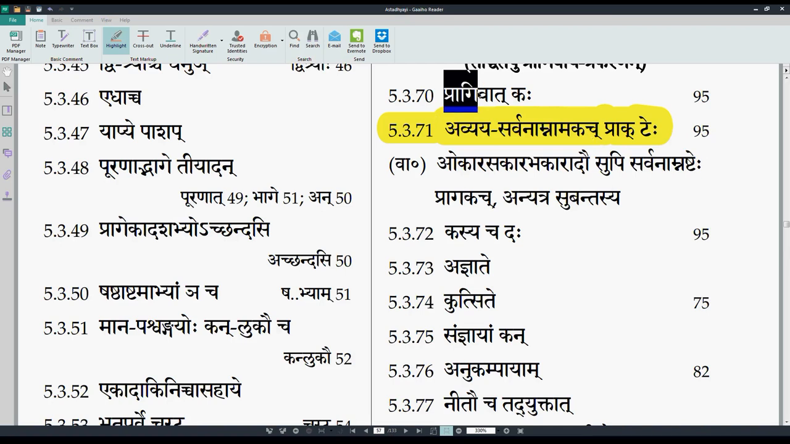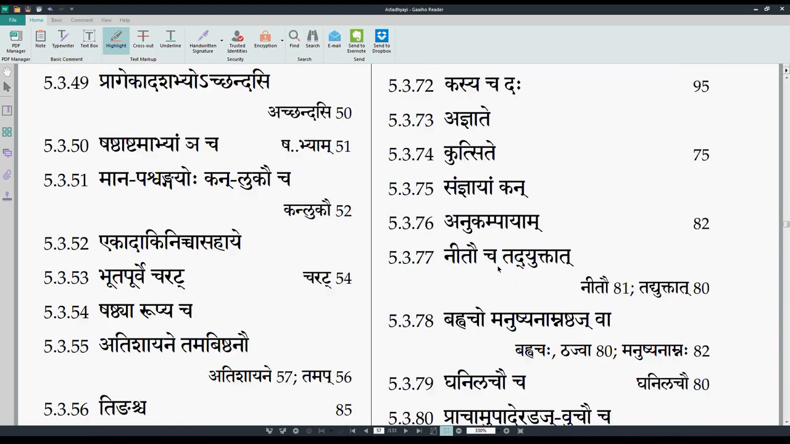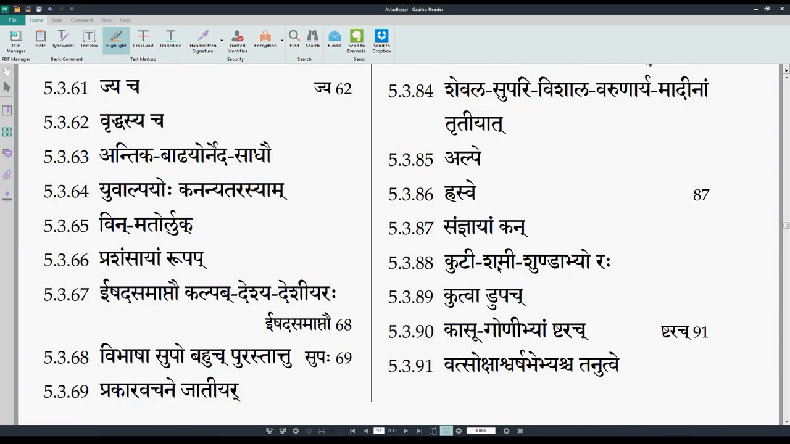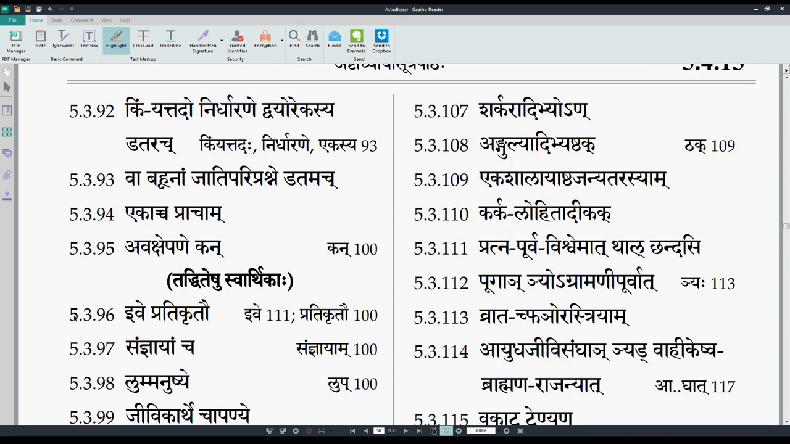This prag here, what you see is prag ivat. So prag ivat kaha is said. So this kaha is ordained prag ivat. What is prag ivat? Somewhere you have this ivat. So let's say this iva. Prag ive, before this iva. So that is the demarcation.